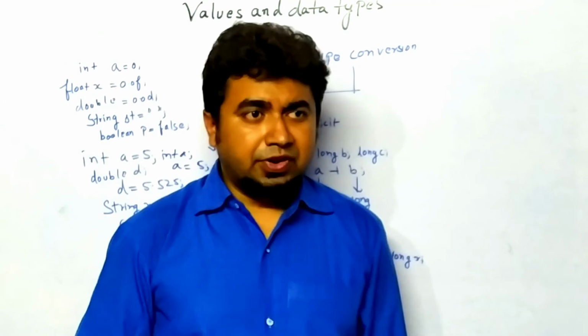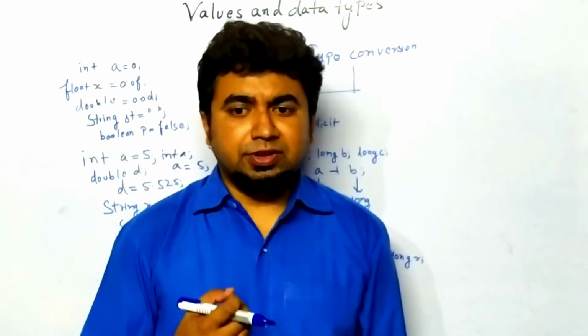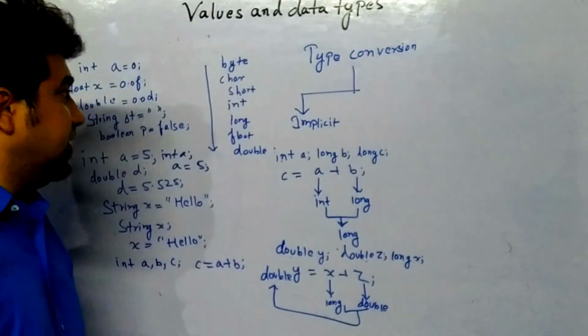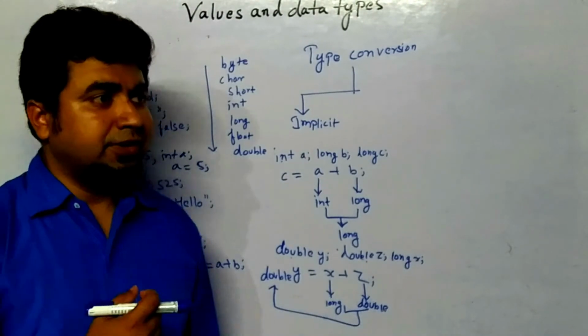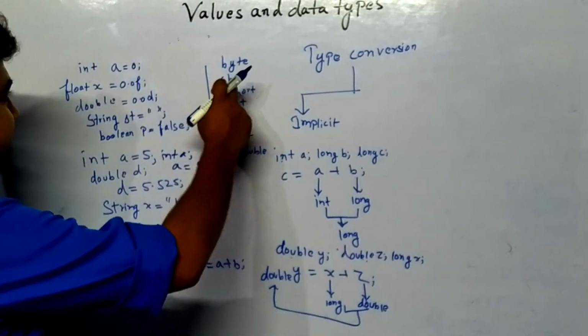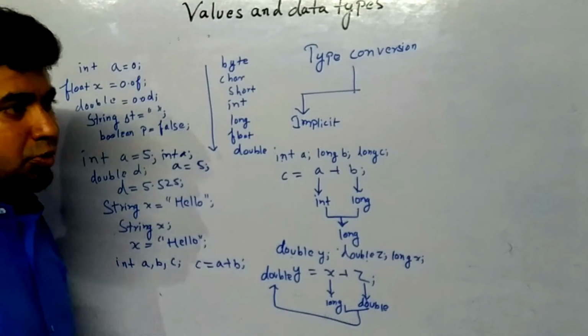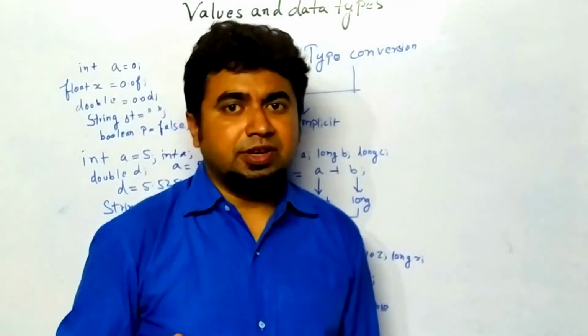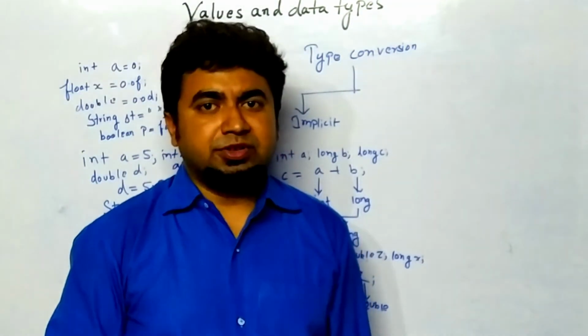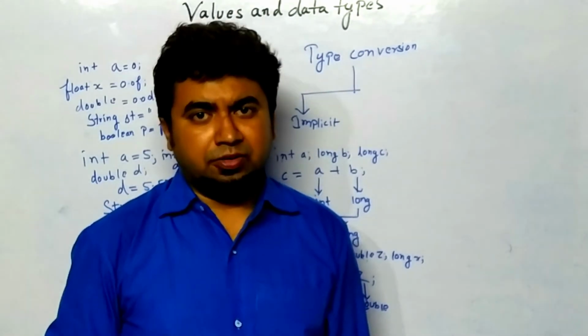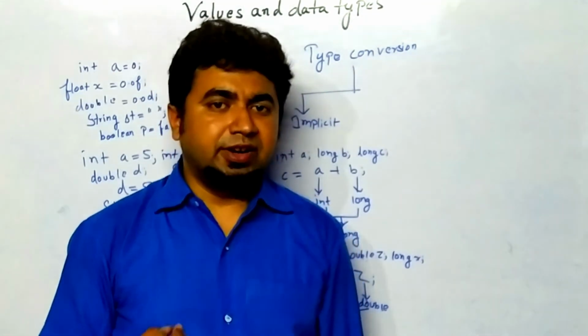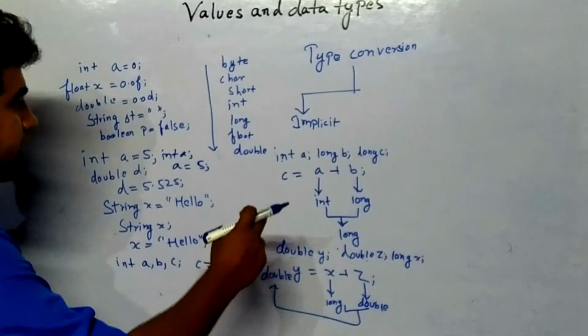So the first type is implicit. Implicit, you can think that whichever is the bigger data type, the other will be converted to that data type. Suppose it is given implicit, means you have to think that whichever is the bigger number or the bigger data type, the smaller data type will automatically be converted to the bigger data type. I will be giving you one example.